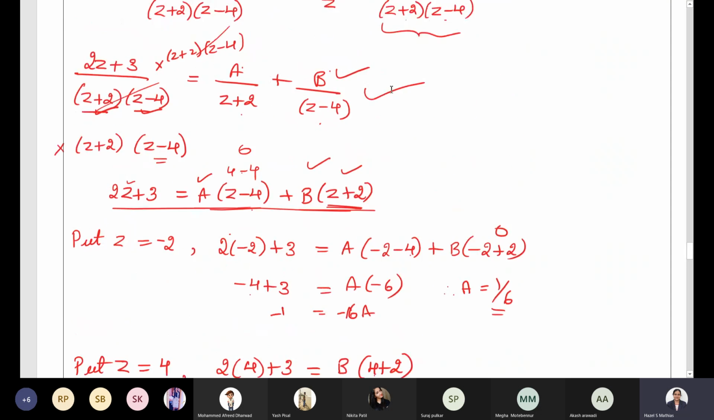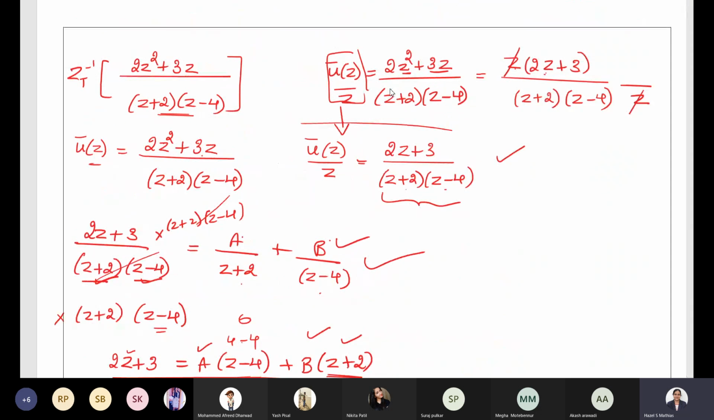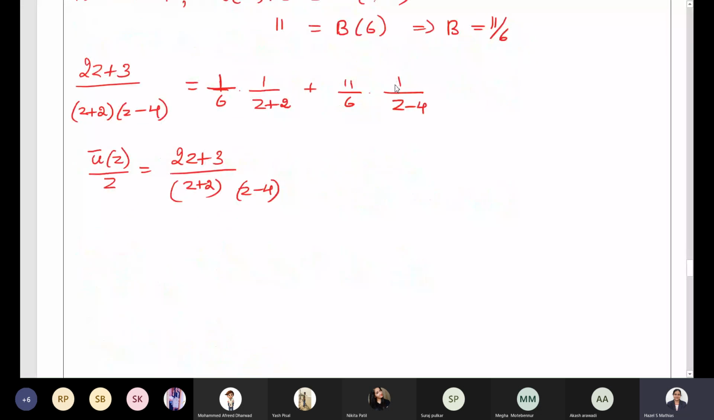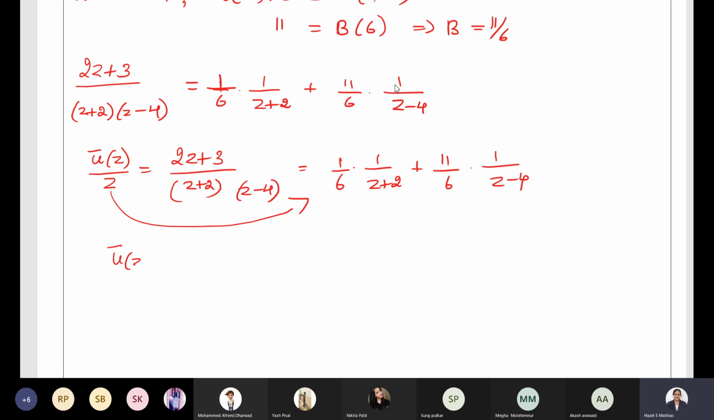Here it is. Check. What is u bar of z by z? 2z plus 3 divided by z plus 2 into z minus 4, which we have split as a product of partial fractions, which is 1 by 6 into 1 by z plus 2 plus 11 by 6 into 1 by z minus 4. This is u bar of z by z. But what we require is u bar of z. That's why multiply by z. I want u bar of z.